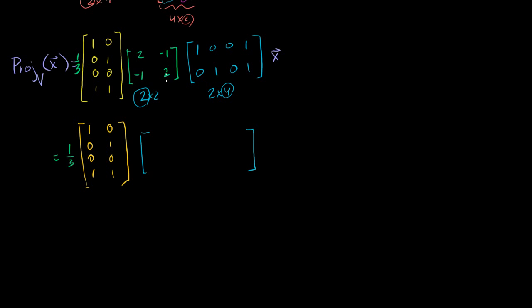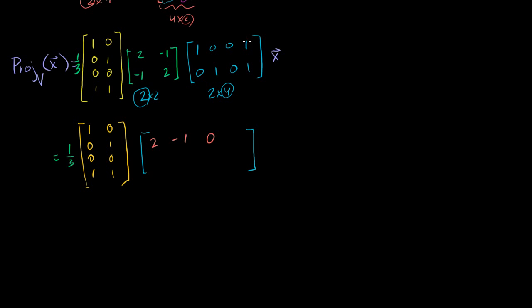So let's do this product. So this first entry is going to be 2 times 1 plus minus 1 times 0. So that is just 2. Then you're going to have 2 times 0 plus minus 1 times 1. Well, that's minus 1. Then you're going to have 2 times 0 plus minus 1 times 0. Well, that's just 0.